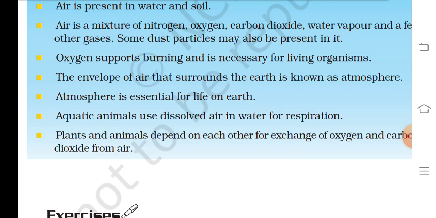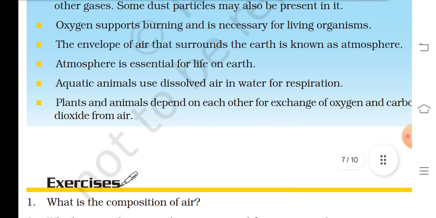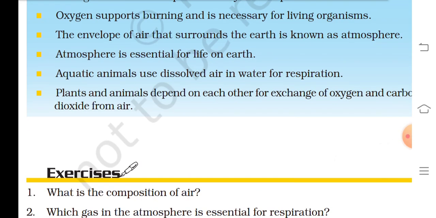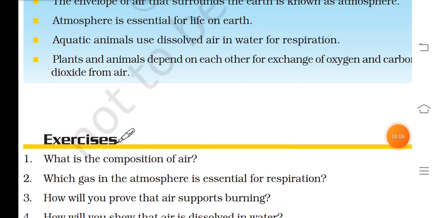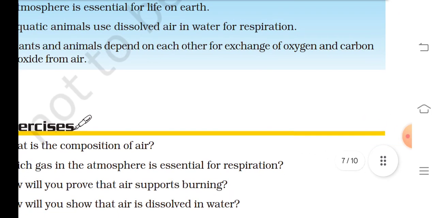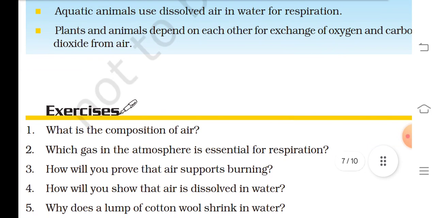Oxygen supports burning and is necessary for living organisms. The envelope of air that surrounds the earth is known as the atmosphere. Aquatic animals use dissolved air in water for respiration. Plants and animals depend on each other for the exchange of oxygen and carbon dioxide from air.